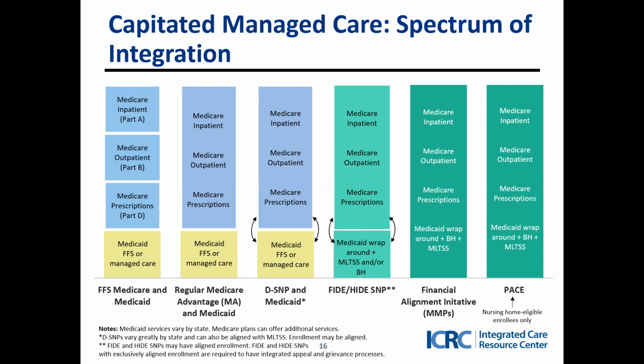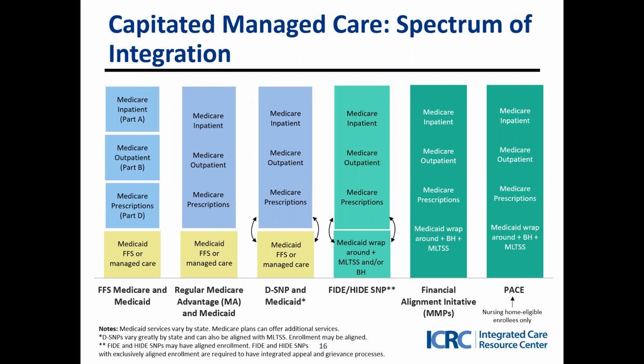Next, we have regular Medicare Advantage that provides all Medicare benefits under one plan, but Medicaid benefits are entirely separate. Next is the DSNP model, where all Medicare benefits are covered by the DSNP, and Medicaid benefits may be covered, but at the very least are coordinated by the DSNP. There is a lot of variation in DSNP. Some only provide the bare minimum of coordination of Medicaid benefits, and then some cover all Medicaid benefits.